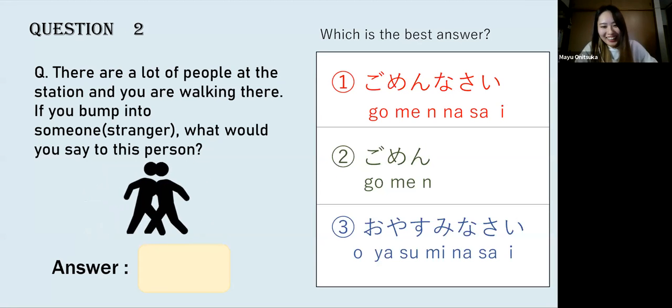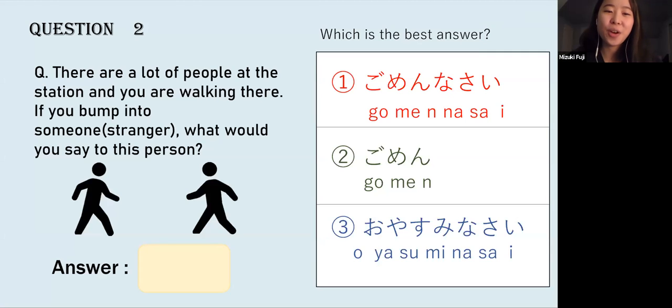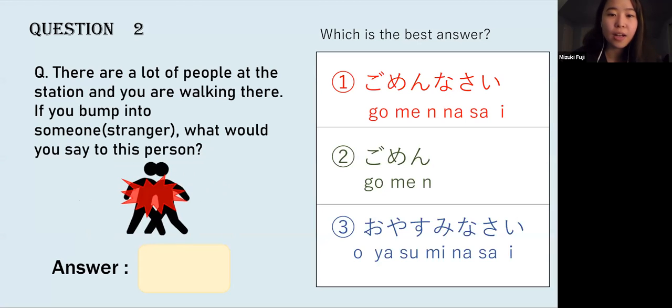Then next question. There are a lot of people at the station and you were walking there. If you bump into someone or a stranger, what would you say to this person? Number 1, gomen nasai. Number 2, gomen. Number 3, oyasumi nasai. Which is the best answer? I'll give you 10 seconds, so please think about it. I think stranger is the keyword.